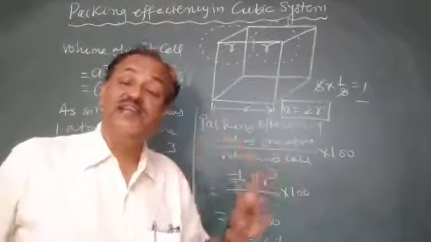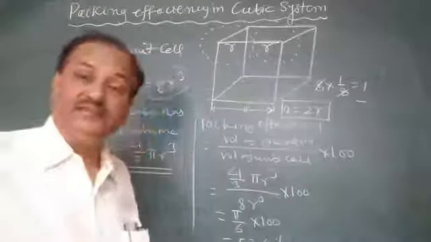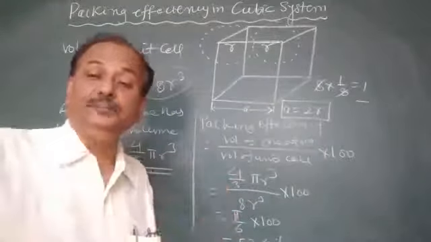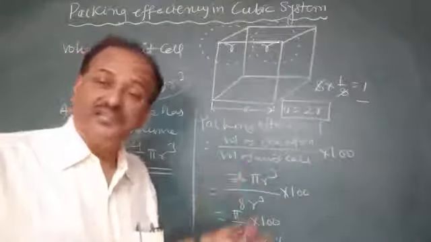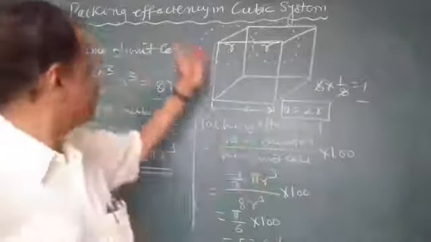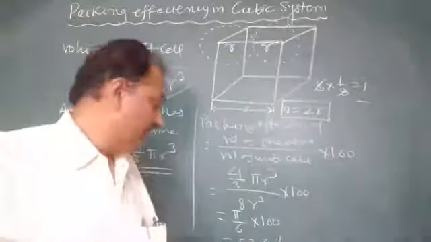So what we can say, FCC is the most efficient, and simple cubic is 52.4%. So this is all about the packing efficiency in case of solids. FCC, BCC, all are different, and the simple cubic has the lowest, it is 52.4.